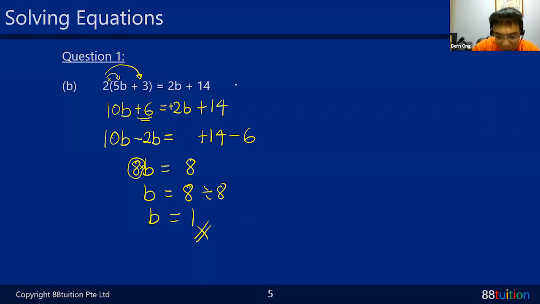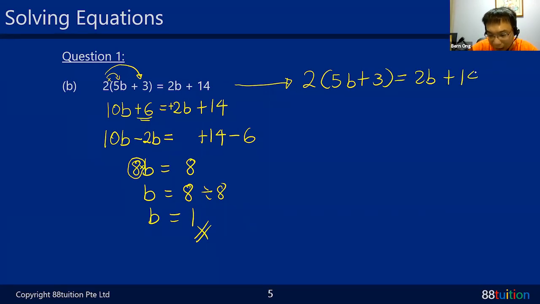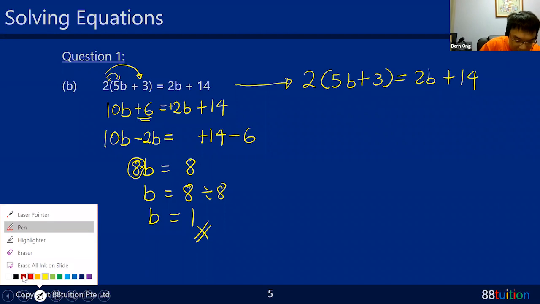Can I introduce you to another way of doing it or not? I want to see whether you all like it or not. All right, can you see this or not? Okay, so what do I do?